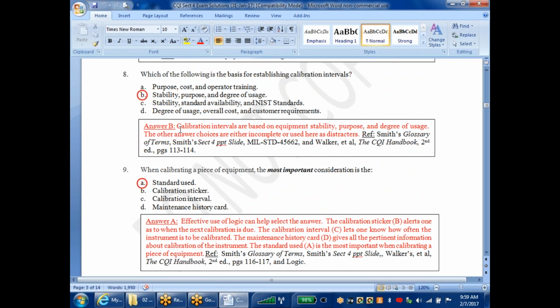Eight, which of the following is the basis for establishing calibration intervals? And this is kind of a logic question, but it ends up being in the glossary, looking up calibration intervals. We talked about it in the slide material. It's talked about in a military standard. It's in your textbook, and that's B, stability, purpose, and degree of usage.